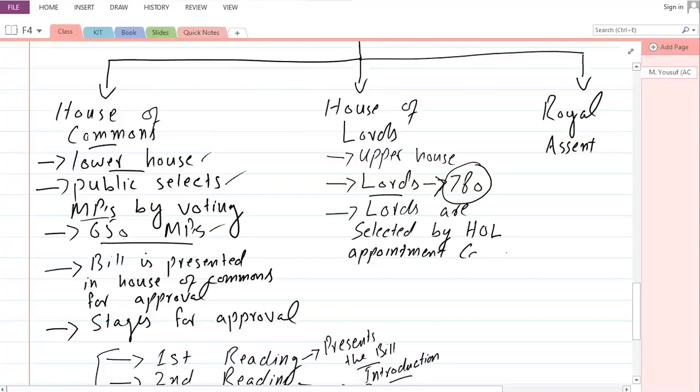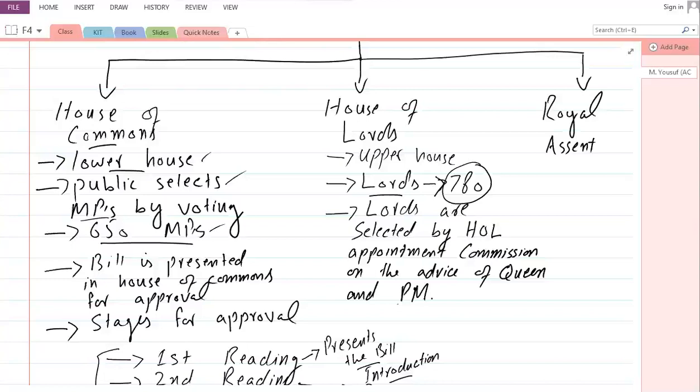Appointment Commission on the advice of Queen. You know, in UK there is a Queen system, and the Prime Minister. So you should know that the Prime Minister is the member of House of Commons, and he will be the MP of the ruling government. So he is responsible for the establishment of ministries and running of the country.